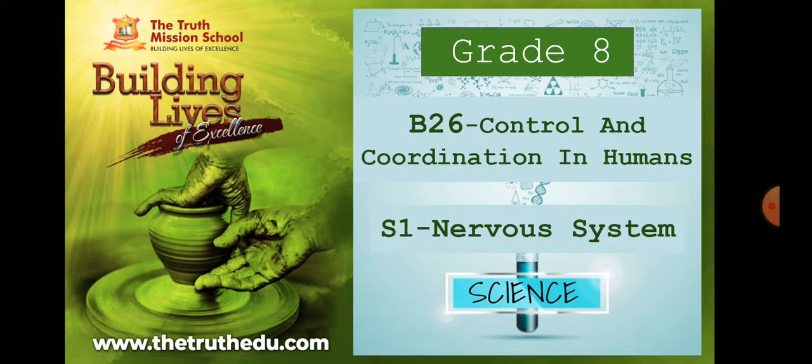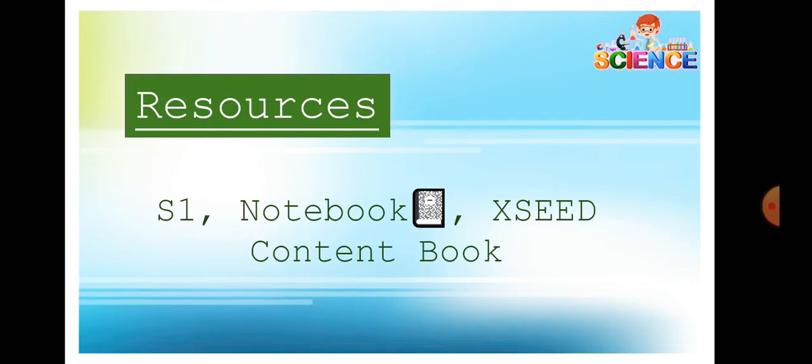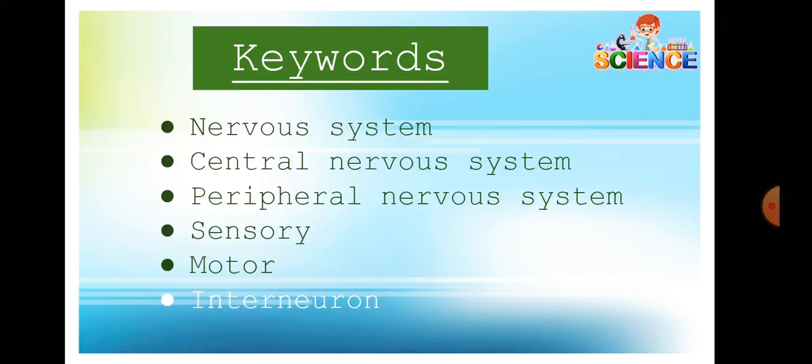So we are going to start with our section 1, which is the nervous system. And the first thing we are going to need is our worksheet. We are going to need our notebook as well as the exceed content book.